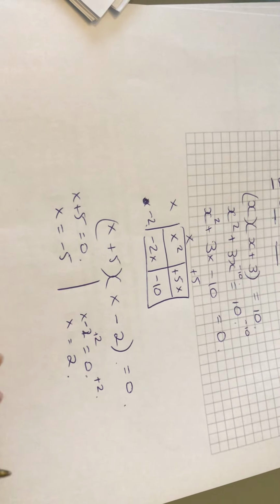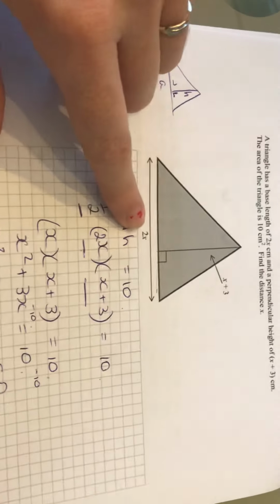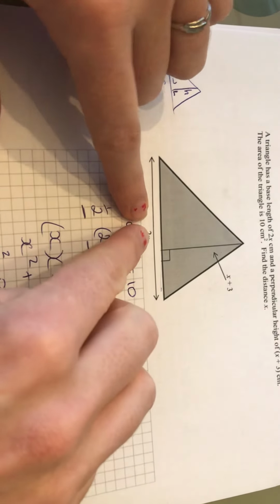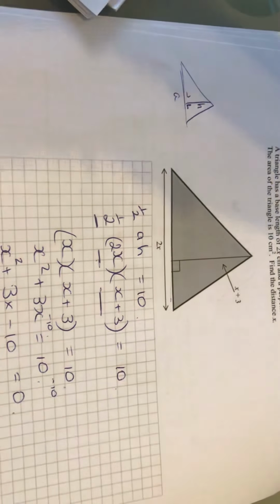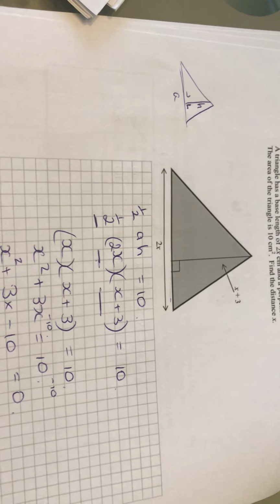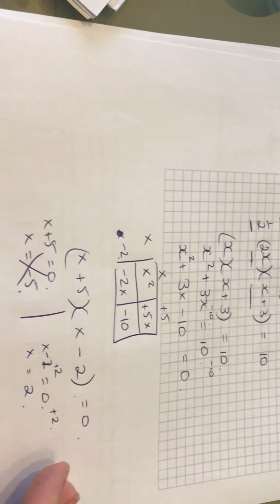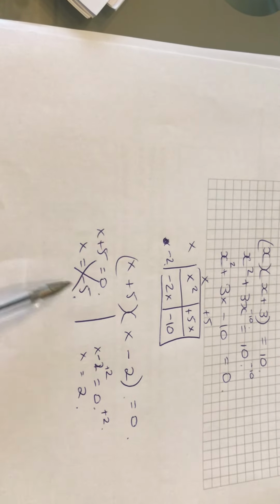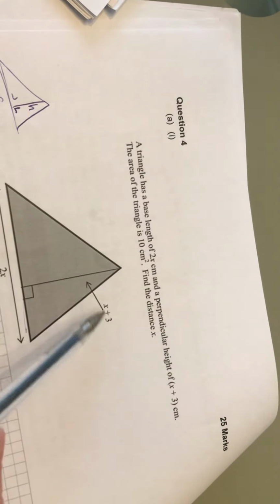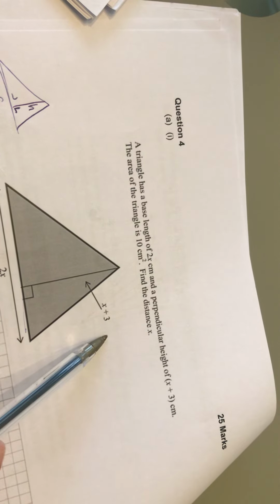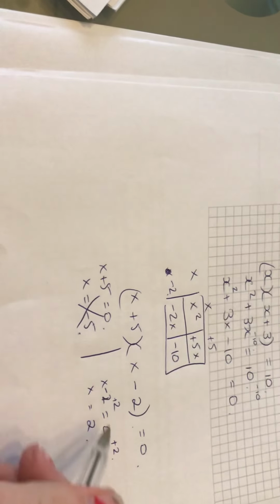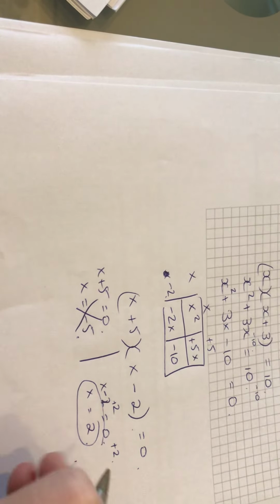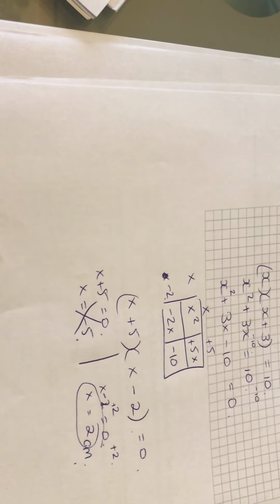And I need to just check here. Is it possible that x could be minus 5? Well, what's 2 times minus 5? Minus 10. Is it possible that a length is a minus? No. So I need to get rid of this solution. It's not possible here. It's not possible to have a minus distance. So if I had minus 5 plus 3, that would be a length of minus 2. No, there is no such thing as a length of minus 2. So that's why I'm saying this is my only solution here. 2, and I'm just going to put it in as centimetres.